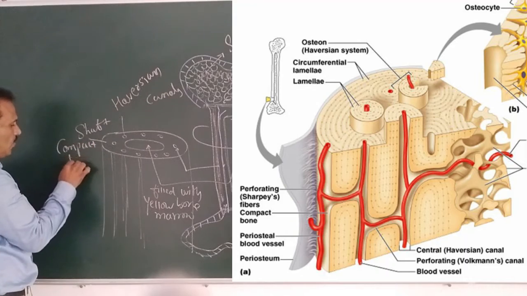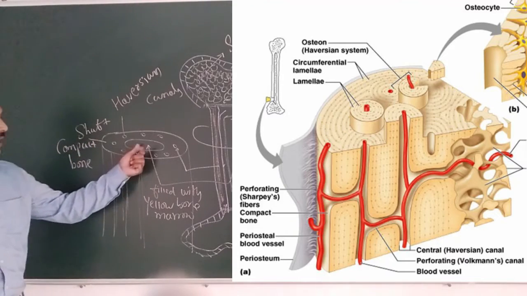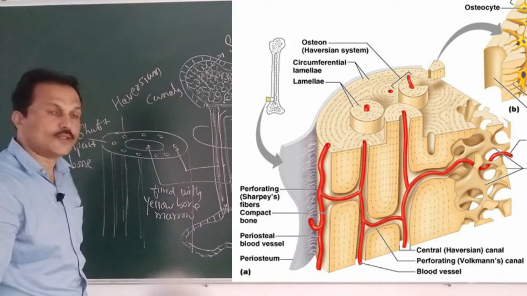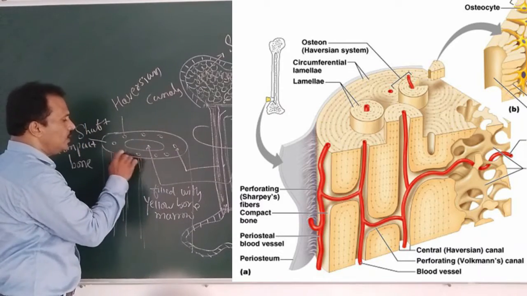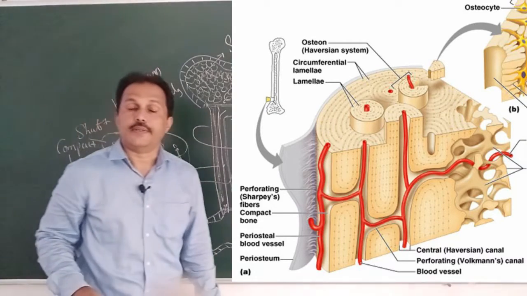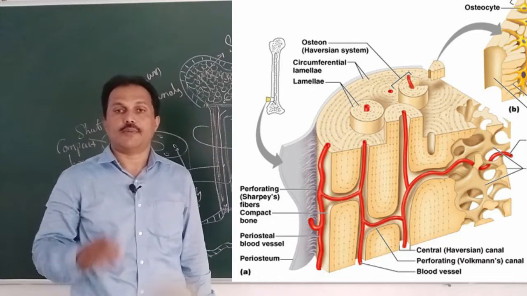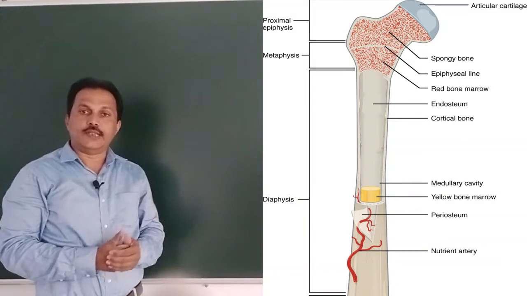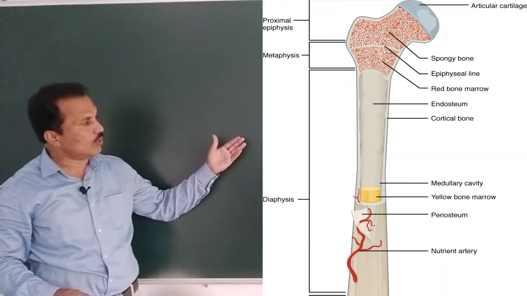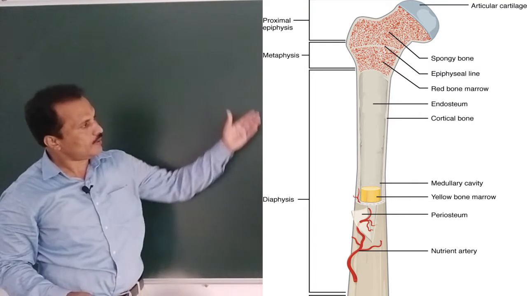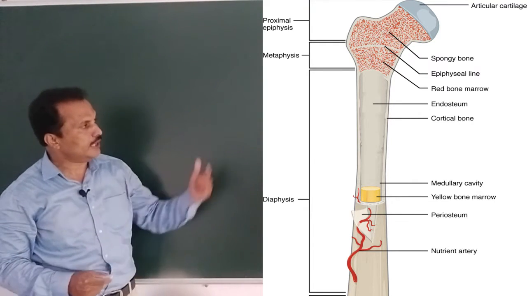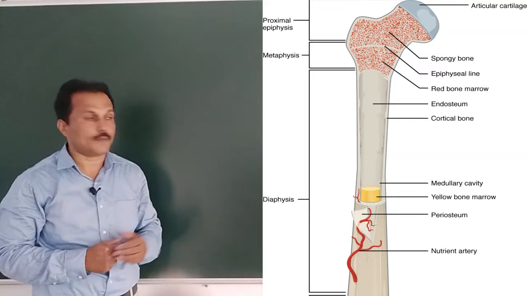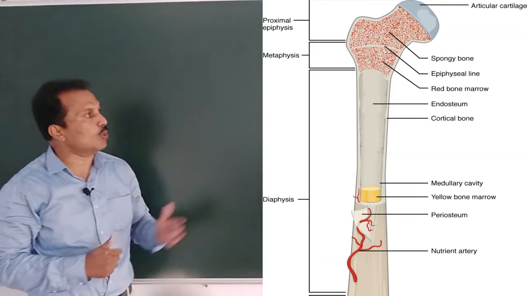This is a type of compact bone, and yellow bone marrow is present at the center. These things indicate the Haversian canals. I am talking about the cross section. If you take it at this point, in this diagram, you can have a look here. This is a complete diagram of the long bone, a graphical presentation of the long bone.